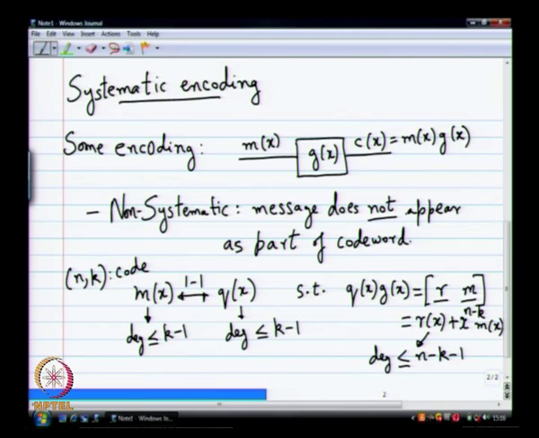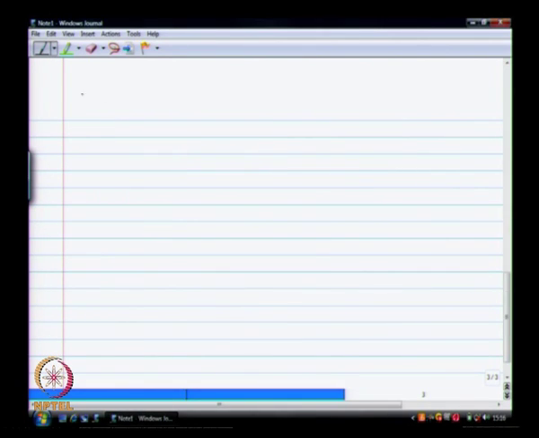X to the power n minus k times m of x, I have to divide by g of x, okay. So remember, g of x has degree equal to what? N minus k. So clearly when I divide, the remainder will have degree less than or equal to n minus k minus 1, and I satisfy every single thing I want, okay. So that is the formula for systematic encoding. What should I do? I should divide x to the power n minus k times m of x by g of x.